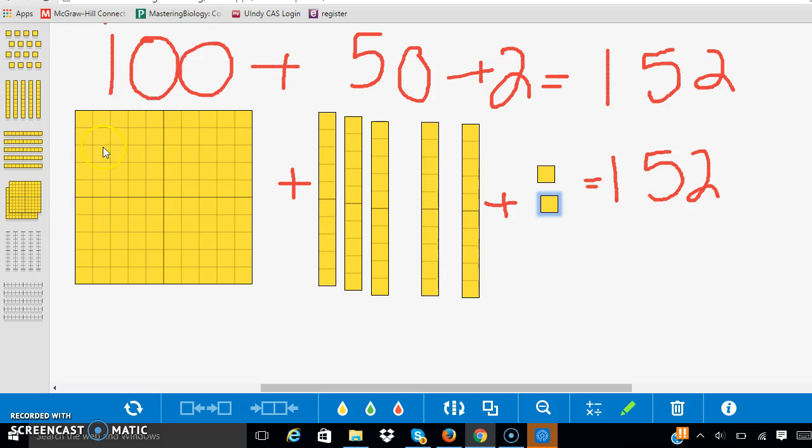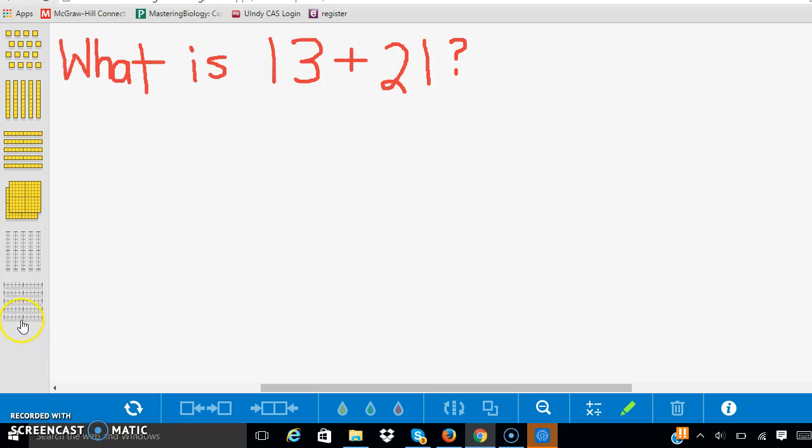If you forget what the flat is, you can always go and count every little box, or you can remember that a flat is 10 rods, which is 10 of these 10 pieces, and that is all going to equal 152. Alright, now we're going to see how we can use our base 10 pieces to do some addition. So if we're going to ask what is 13 plus 21, let's start out representing our 13. So here's a base 10 block.